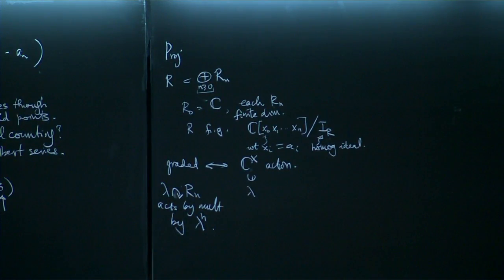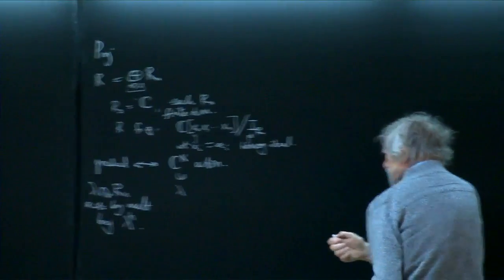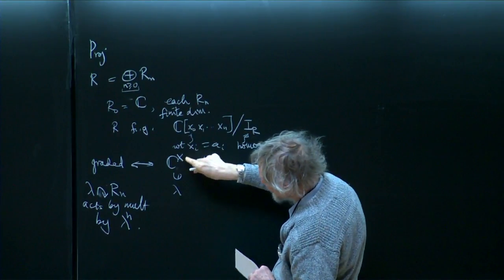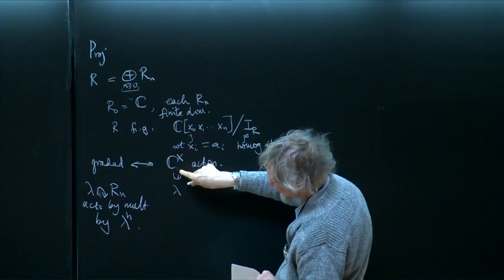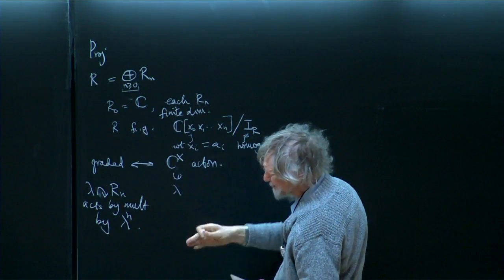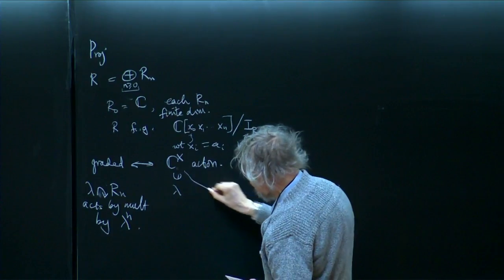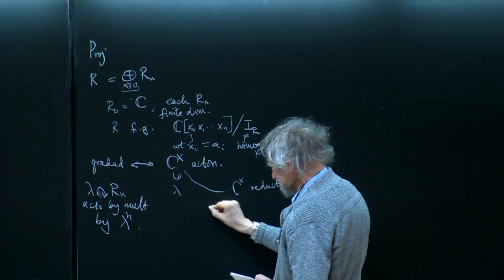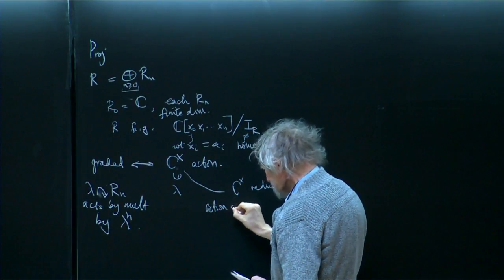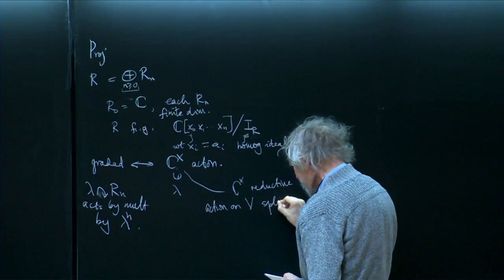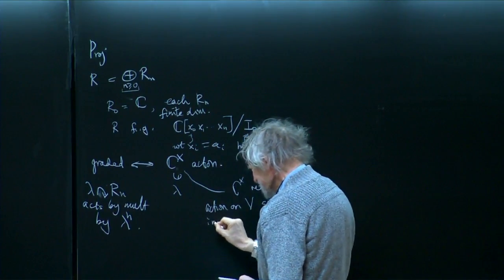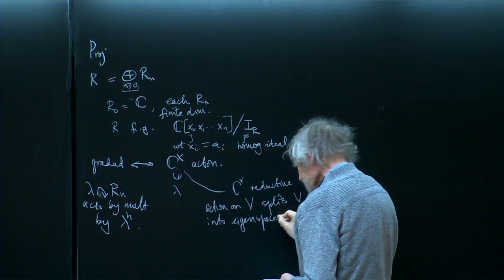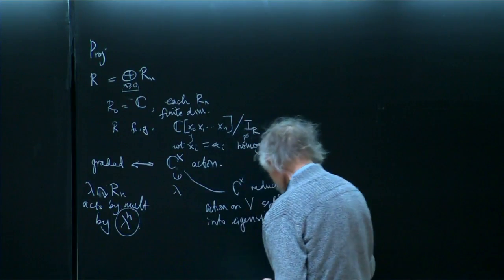There's the thing that's happening here. A representation of this group C star on a vector space automatically breaks up into eigenspaces. So C star is reductive. Its action on V splits V into eigenspaces, where it acts like this for lambda t.